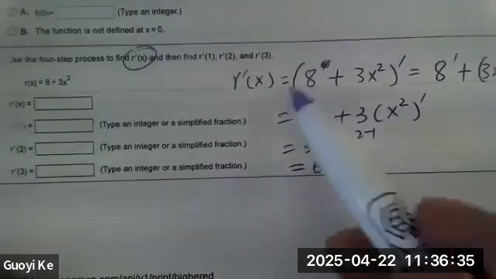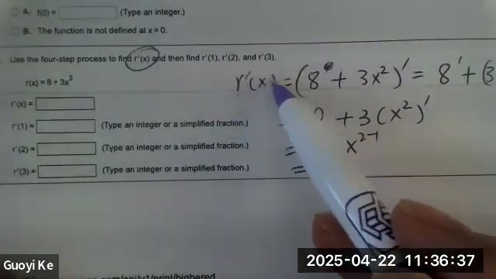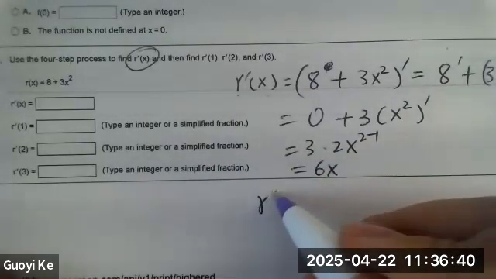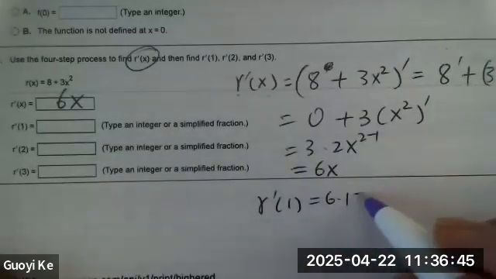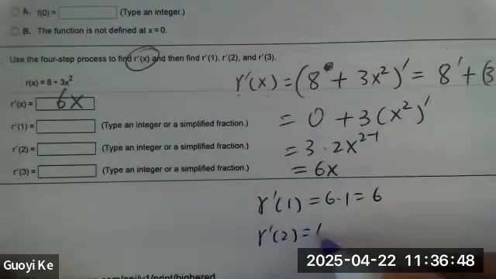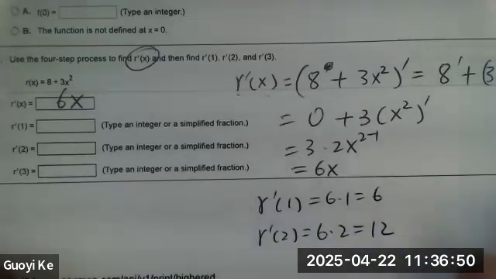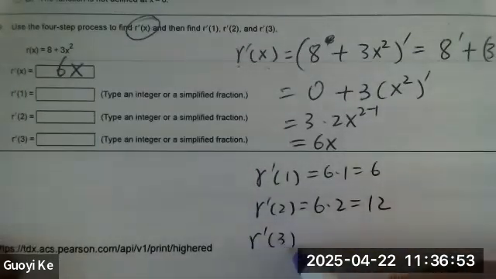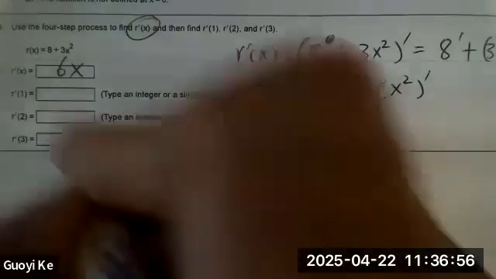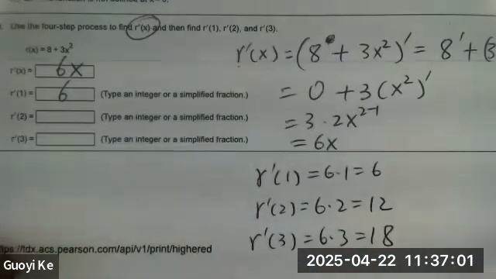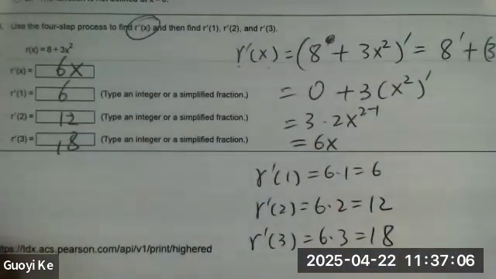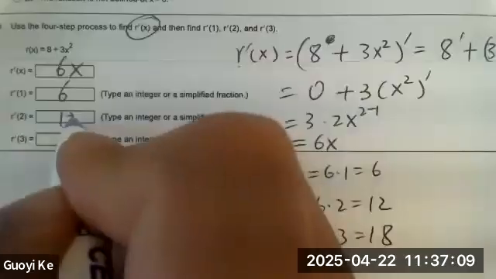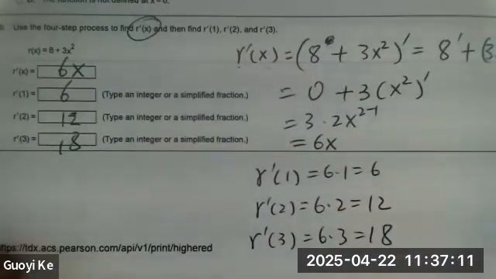Okay, we have the derivative equals 6x. So now you can plug in. Here's 6x: plug in 1, 6 times 1 is 6. 6 times 2 is 12. 6 times 3 is 18. So the answer for this is 6, 12, 18. That's the answer.